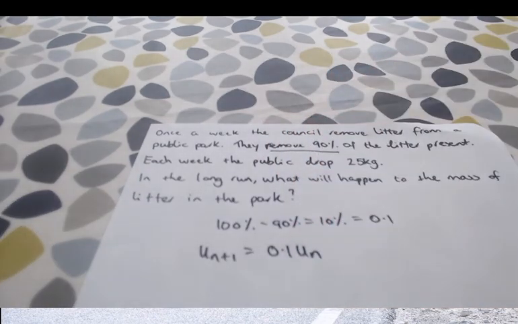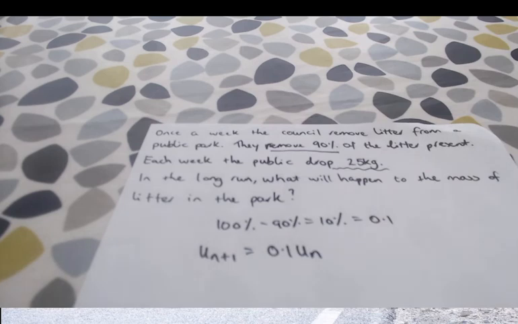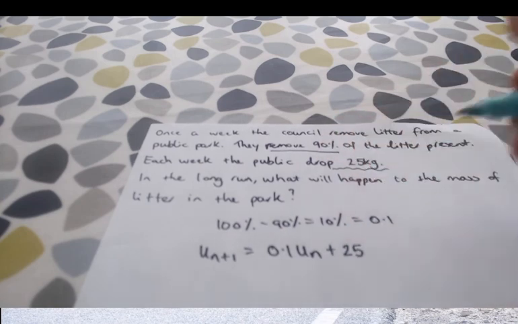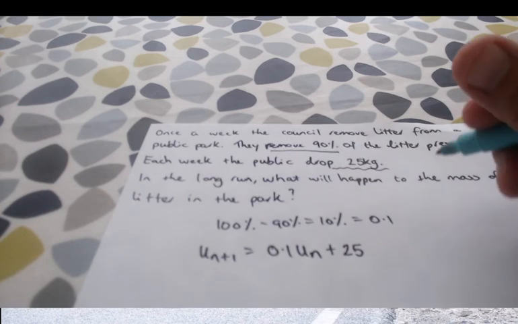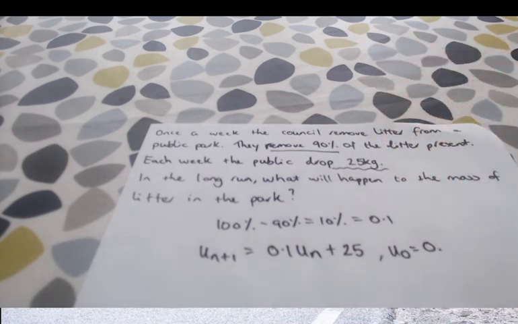Go back into the question and see if I can work out what the add or take away bit is. Each week the public drop 25 kilograms. So in terms of how much litter is in the park, the messy public, it's probably you lot, teenagers, add 25 kilograms. I'm going to have a look in the question and see if I can find out what U0 is. They don't mention an initial value. That's because when the park is first created, there would be no litter in the park. Right, recurrence relation is set.